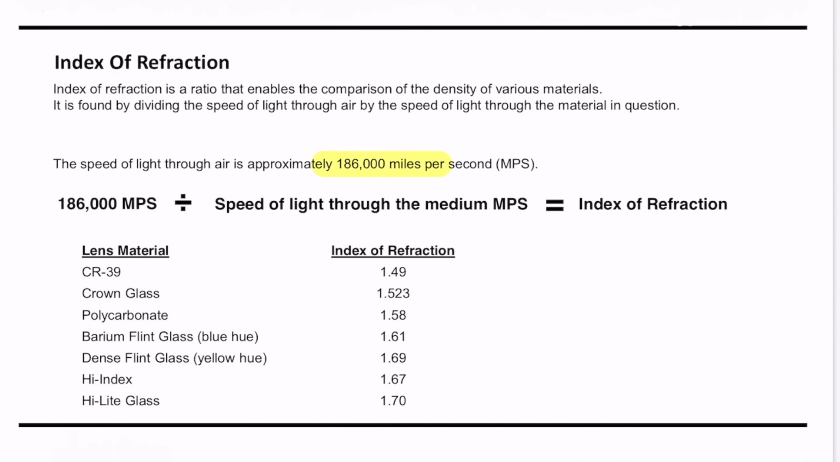Now, it's also important to remember that light slows as it passes through any medium. The higher the index, the more the slowing. Higher index materials, especially in plastic, are thinner materials. There's going to be 4 of these that you're going to want to memorize: CR39, crown glass, polycarbonate, and high index.